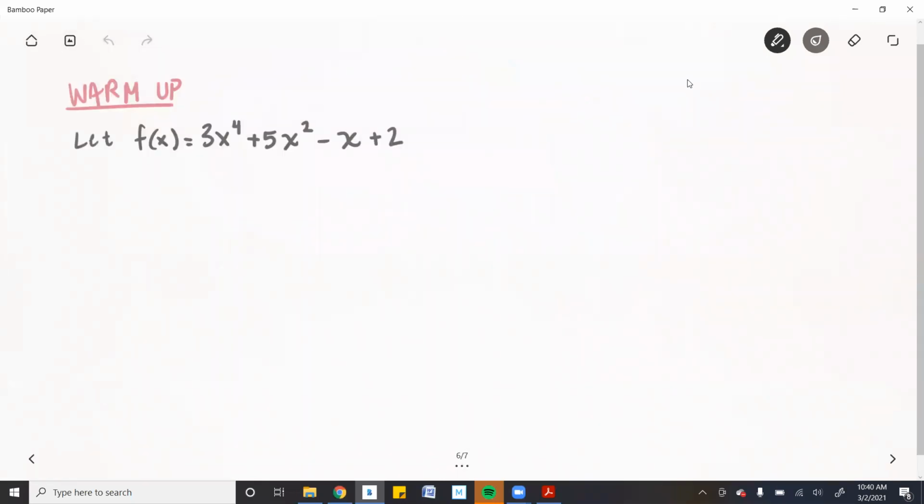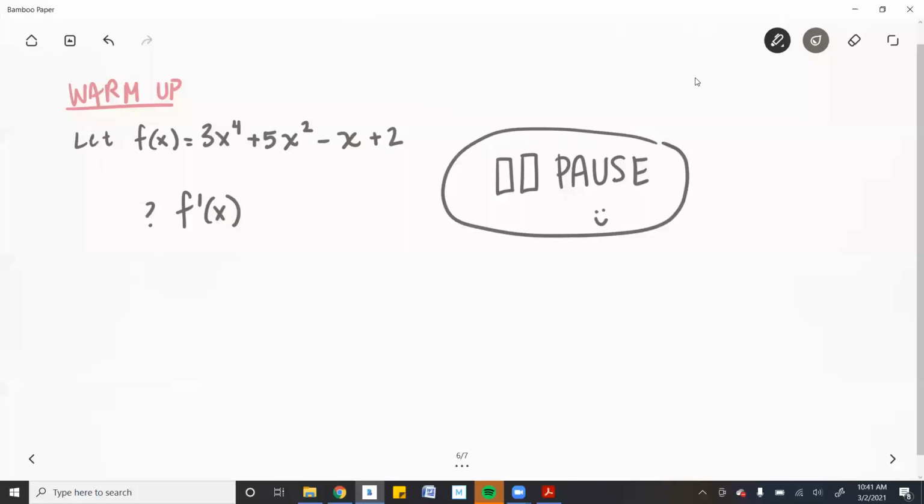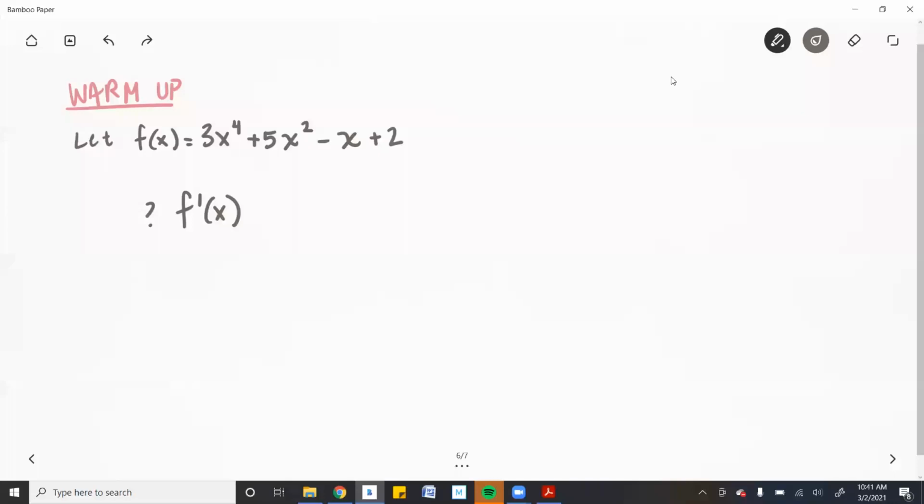As our warm-up, I want you to find f prime of x. Okay, so pause right now, take a moment to do it yourself, and then when you're ready, you can resume and we'll look at the answer together. Okay, so after all that, you should have gotten 12x cubed plus 10x minus 1.